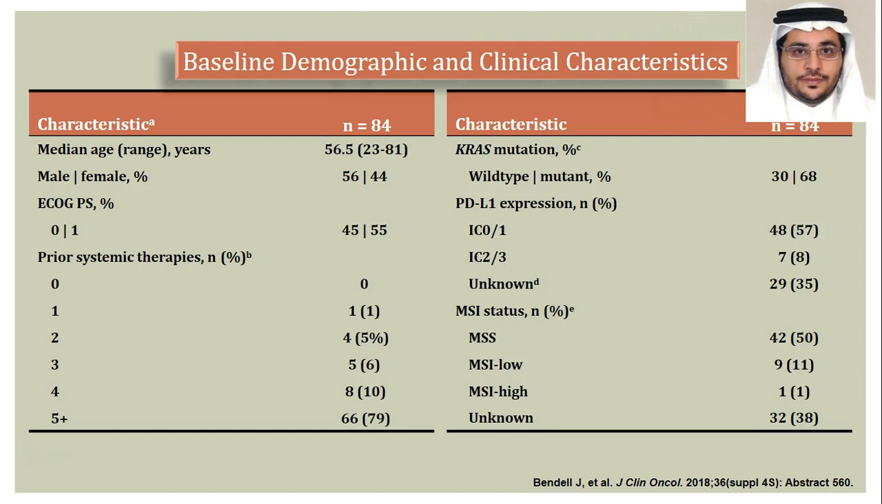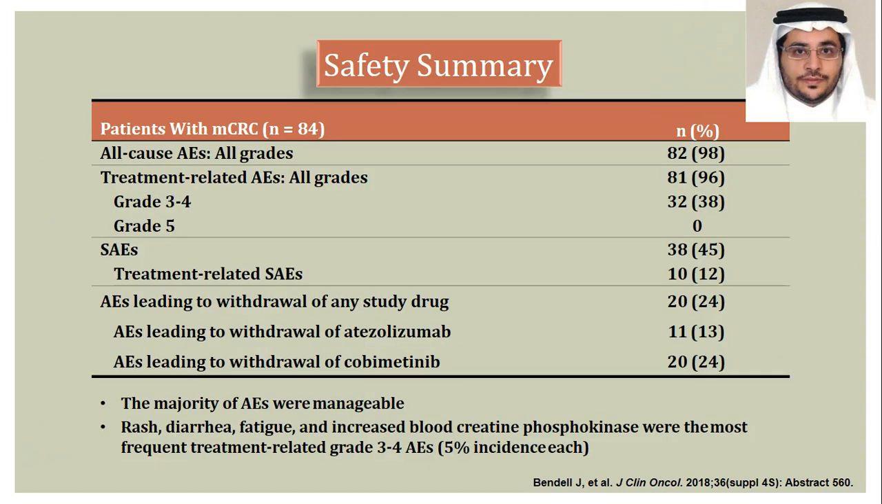80% received 5 lines of therapy, and I don't know why 5 lines of therapy, usually it is 3 or 4, but they gave up to 5 lines of therapy, and this is the majority of patients. So if you look at the wild type, it was 30%, and the mutant was 68%, and again, the MSI high is 1%, compared to the MSS, which is our usual patient, where they have almost 50%.